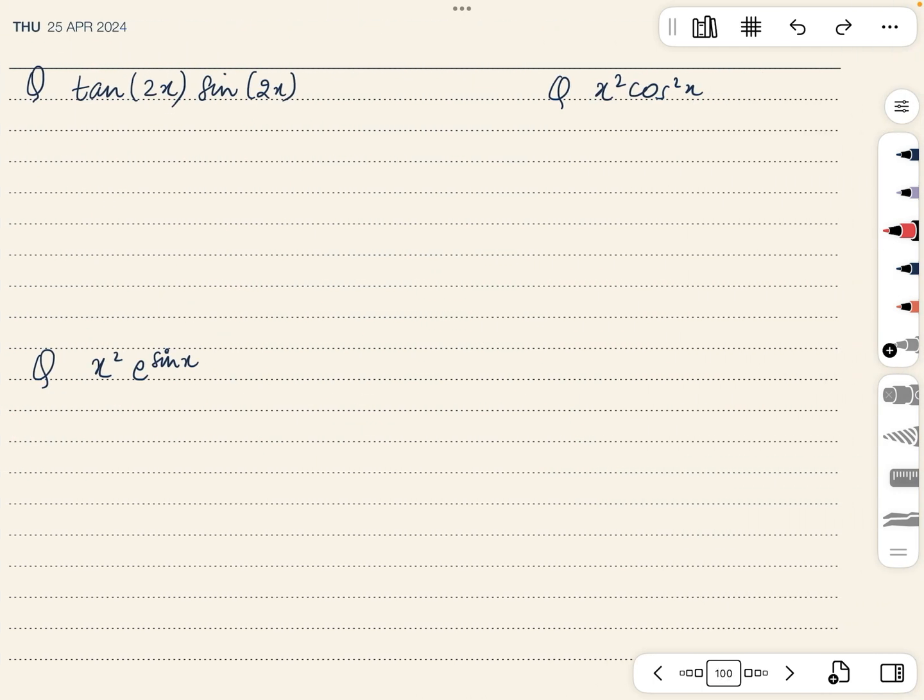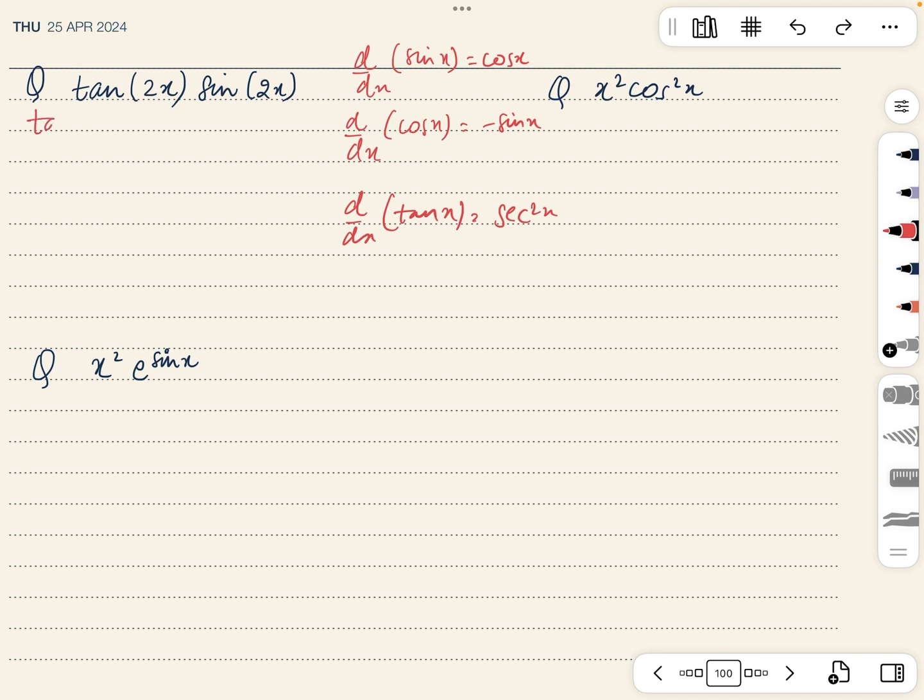Again, now we are on to the circular functions. So I would like to make you aware that d by dx, that is a differentiation of sine x, is cos x. Differentiation of cos x is minus sine x. Differentiation of tan x is sec square x. Let's apply this over here.